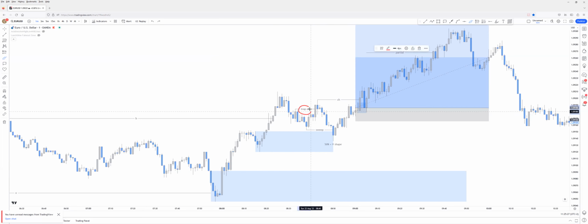This is actually the trap type 2, where price doesn't mitigate the higher time frame demand zone, but changes character to the upside or to the downside, of course, in a short supply example. But in this long example, without mitigating the higher time frame zone, it changes character to the upside. Here was a change of character, and this is a structural point because price was coming down, coming up, coming down, leaving the structural high behind.